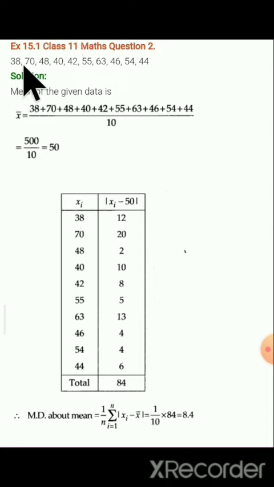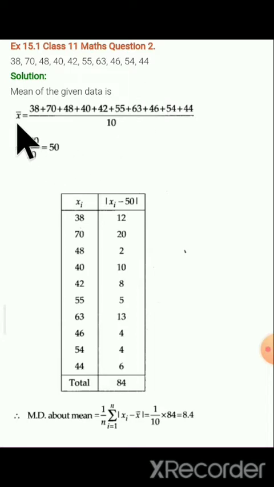Here also we have to find the value of mean deviation about mean. So consider here values 38, 70, 48, 40, 42, 55, 63, 46, 54, 44. So if you want to find out the mean deviation about mean, here not necessary to arrange the given data in terms of ascending or descending order. So find the values directly.